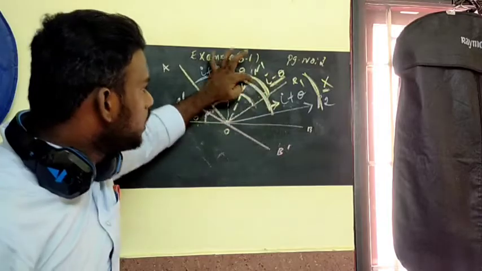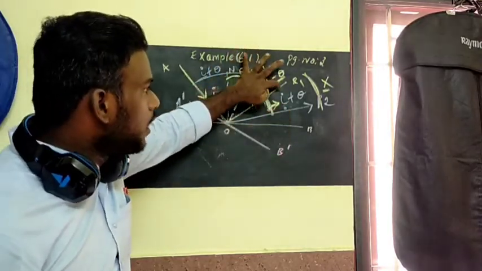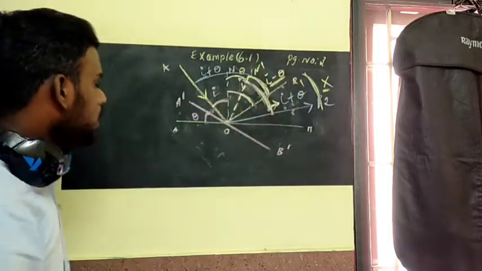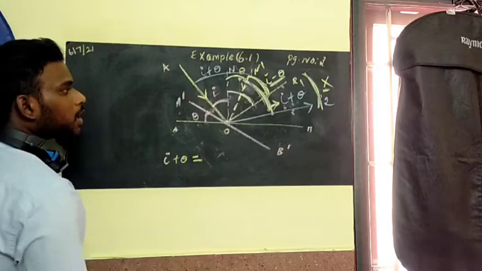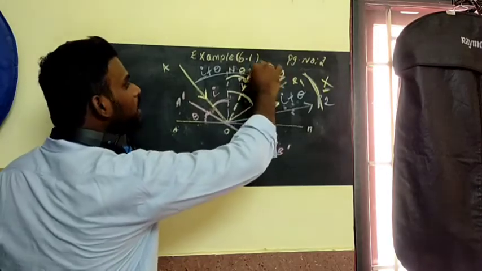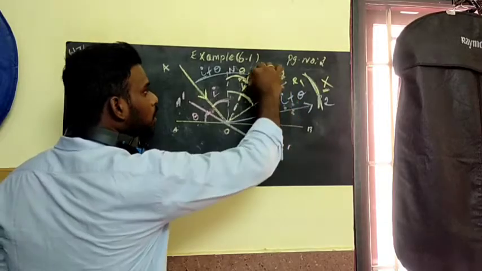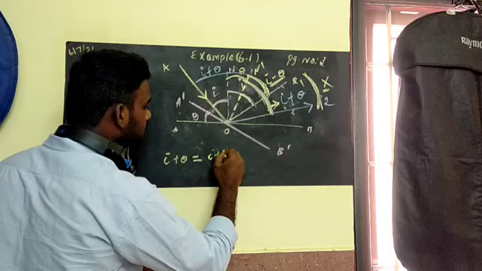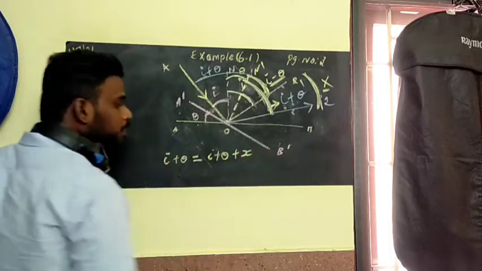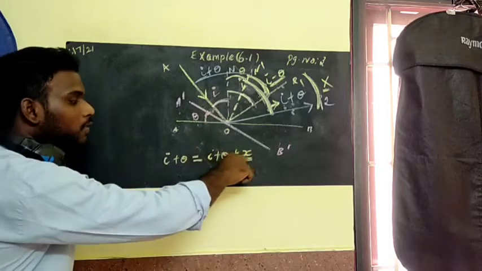So this full angle is I plus theta, and this angle is I minus theta. We consider this angle as X. So I can write the total angle I plus theta will be equal to I minus theta plus X. Is that clear? Now we want to know the what?